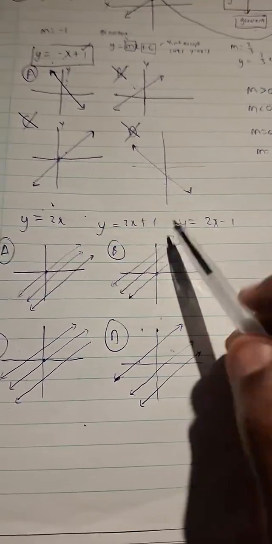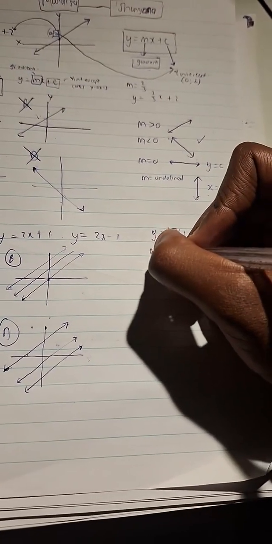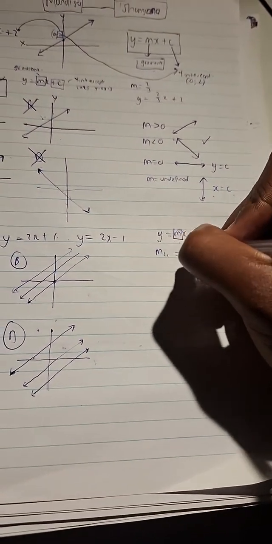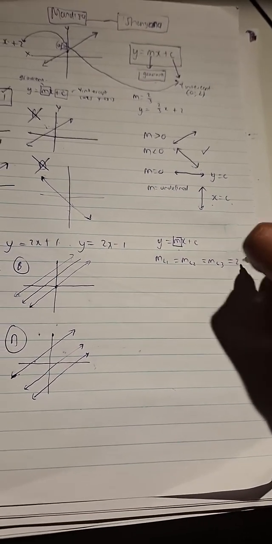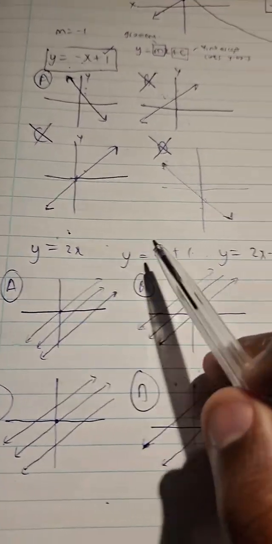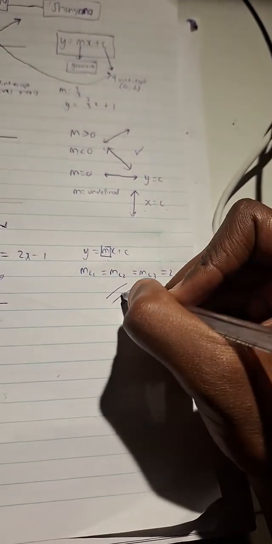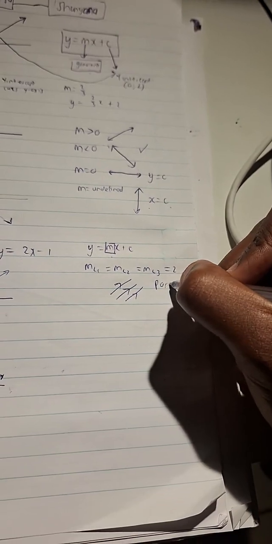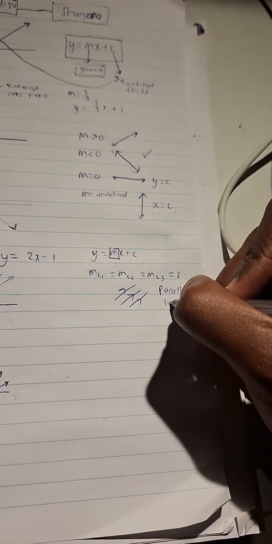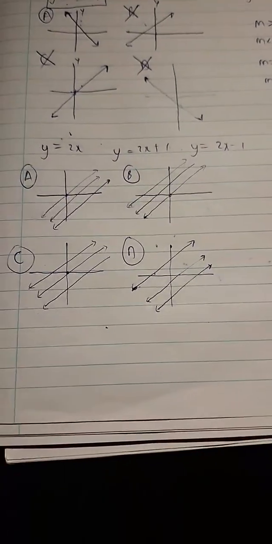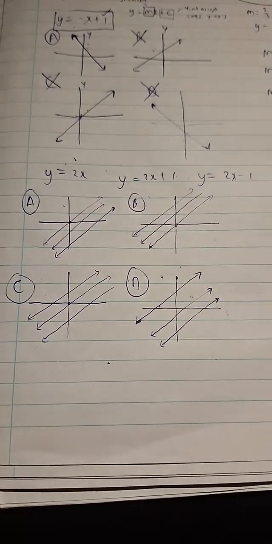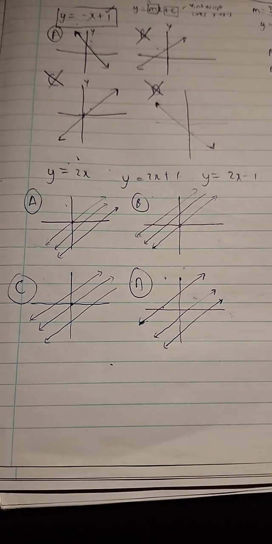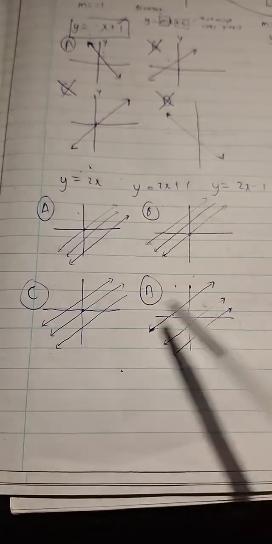So what does that mean? It means that if we have equal gradients, guys, the gradient of line 1 is equal to the gradient of line 2 is equal to the gradient of line 3, and they are all equal to what? 2. Then it means that these three lines are parallel. So what we can see from A, B, C, and D is that all of these show parallel lines. So it would be easy for us to assume that all these options work.